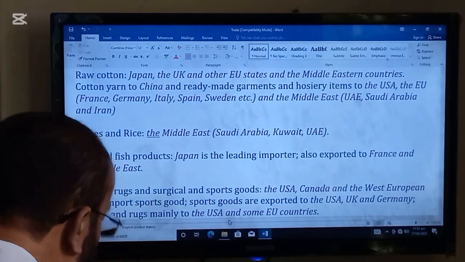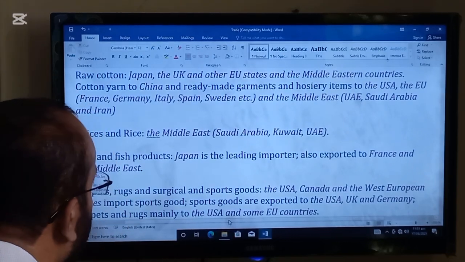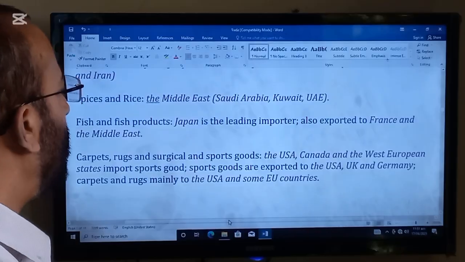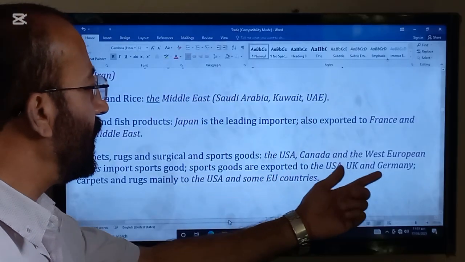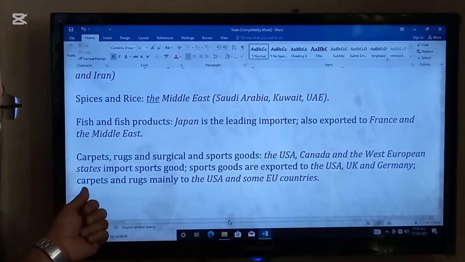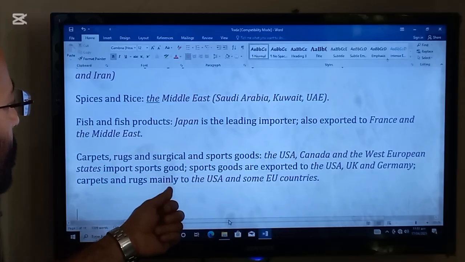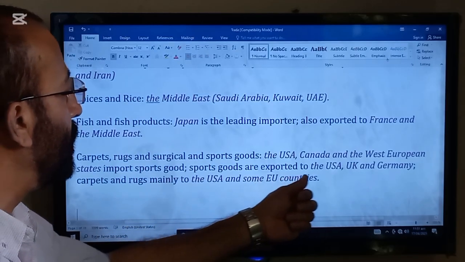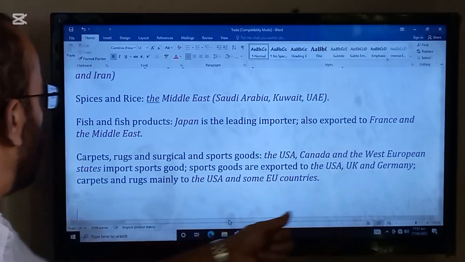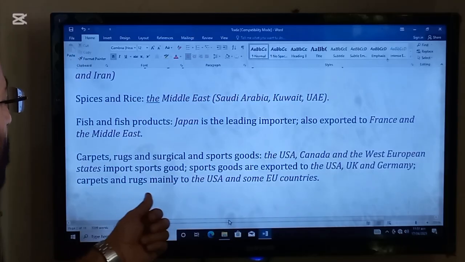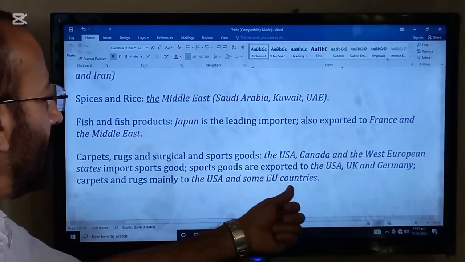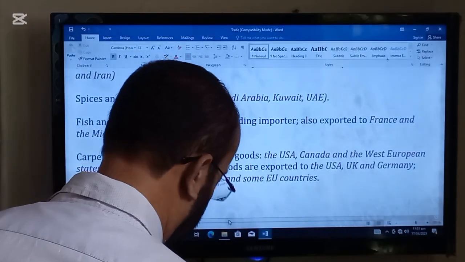Carpets, rugs, and surgical and sports goods. The USA, Canada, and the West European states import sports goods. Sports goods are exported to the USA, UK, and Germany. Carpets and rugs are exported mainly to the USA and some EU countries.